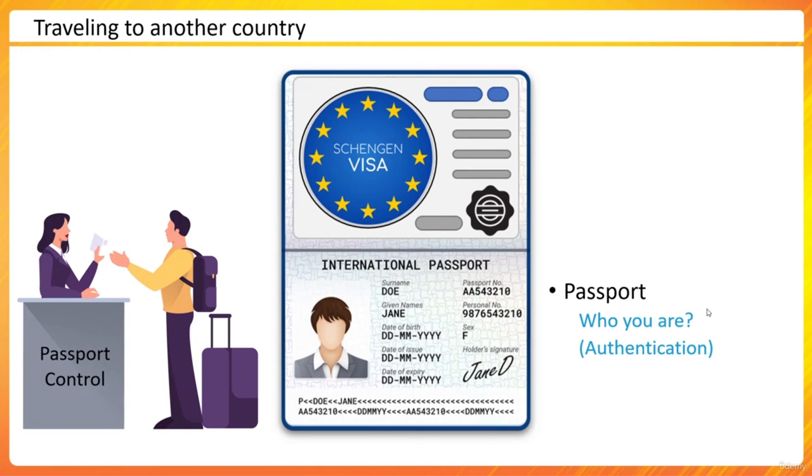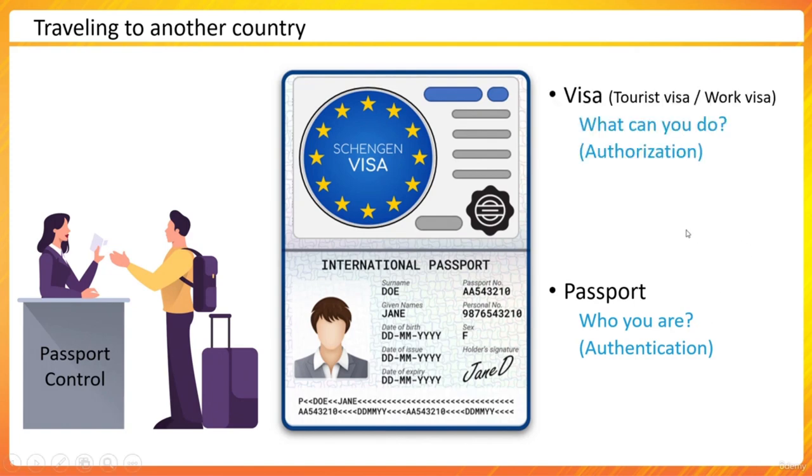Next step is to allow you in the country or not. And in most cases, you would need a visa. Visa is your authorization to enter into that country. You may have a tourist visa, which will allow you to travel to different places. Maybe you will be able to stay for a limited time period, 90 days, 30 days, 15 days, depending on your visa validity. You may have a work visa, which may allow you to even accept work in that country.